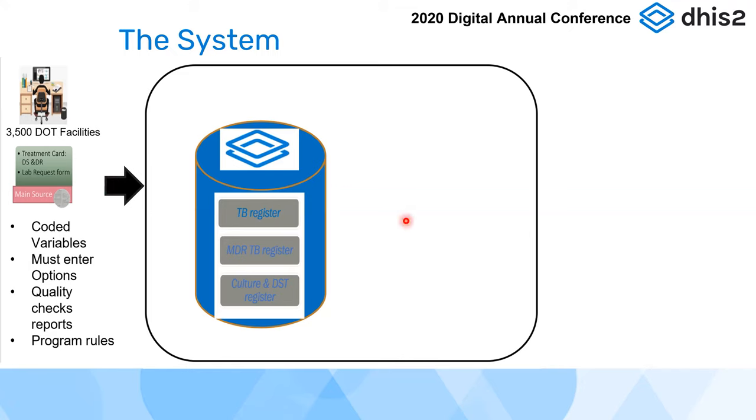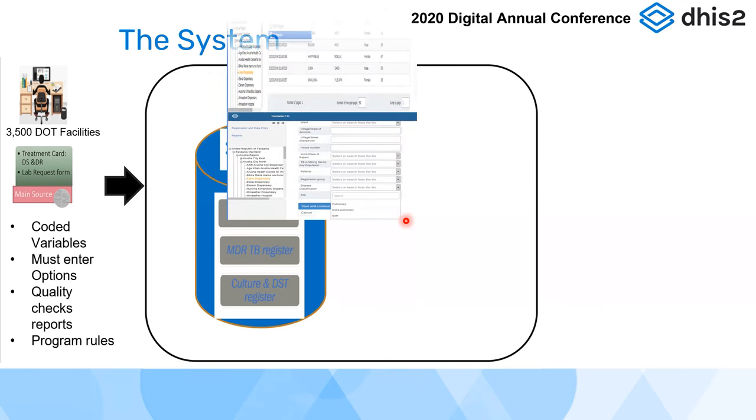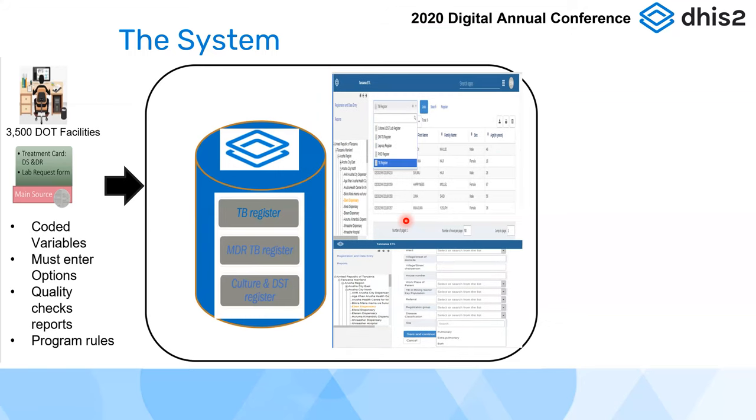As previous speakers have said, the system has variables like the coded variables, the program rules, and the quality checks. I can see Yury was calling them the working list. We call them the quality checks list and all that. So this is an example of our system.